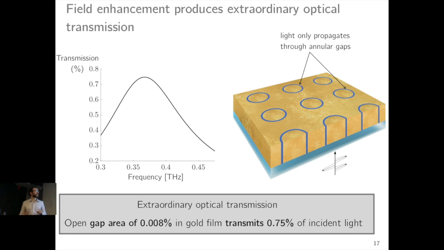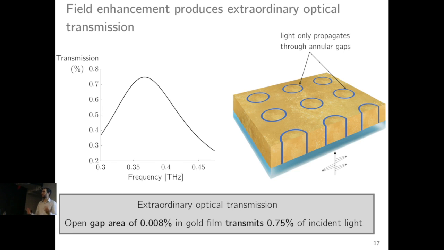These field enhancements give rise to what's called the extraordinary optical transmission. It turns out that since this structure is illuminated from below, the only way that the light can pass through the structure is if it passes through the gaps, because the metal is completely opaque to the incident field. So here I'm showing the frequency versus transmission, and we see that at the resonant frequency, the maximum transmission that this structure attains is about 0.75% of the incident light.